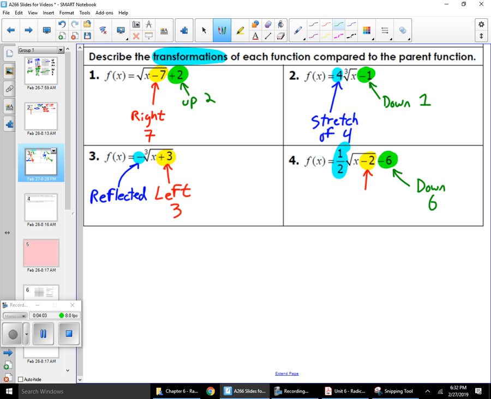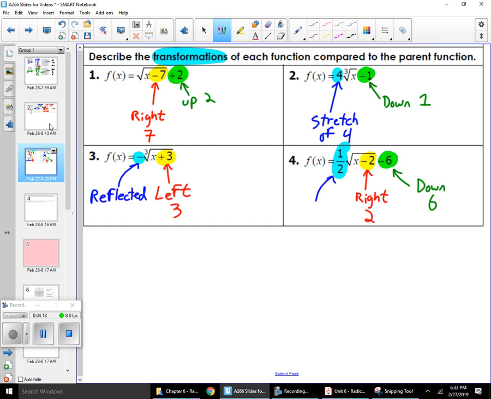-2 helps us find our k value because that one's under the radical. There's that sign flip. It's the opposite of what we expected. So this graph is going to move to the right 2. And then we also have this 1/2 out front.